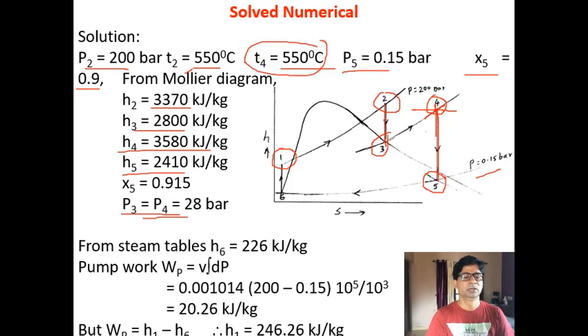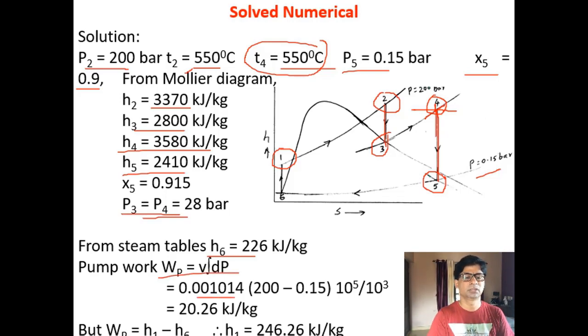Now H6 you have to find out using steam tables. At 0.15 bar, it is 226 kilojoules per kg, and you know the formula for the pump work, WP is equal to V into the integration of dP.